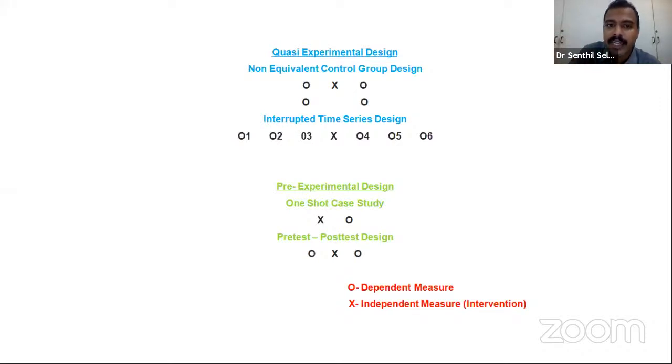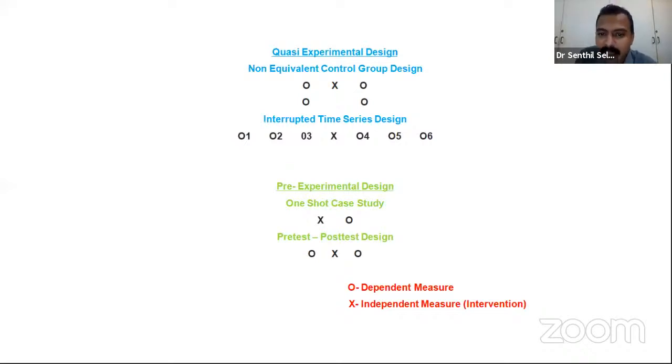Okay, next, in time interrupted series, here you don't have randomization again. You are going to take the measurement at the end of first week, then the second week, at the third week, again you are going to give a treatment here. X is the treatment, the intervention. Again, you are going to measure after the 4th week, 5th week, 6th week. So this type of measurement of the outcome measures is called as the interrupted time series design.